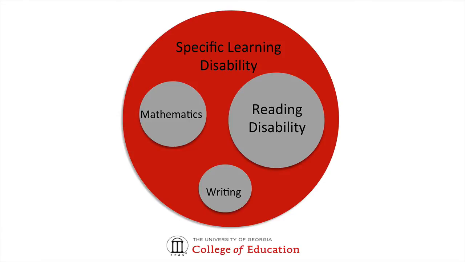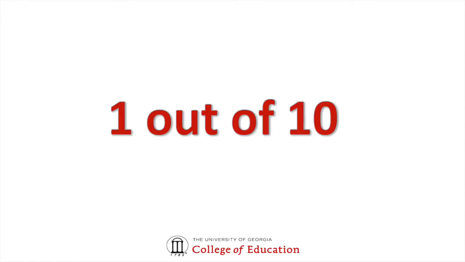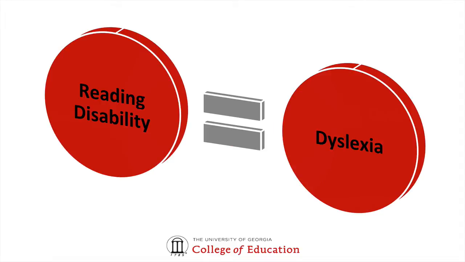Reading disability, often referred to as dyslexia, is one of several different types of specific learning disabilities. The majority of students who have learning disabilities have difficulty learning to read. Smaller percentages of students with learning disabilities have difficulty with mathematics, dyscalculia, and writing, dysgraphia. Approximately 1 out of 10 students have a reading disability. The terms reading disability and dyslexia can be used interchangeably.